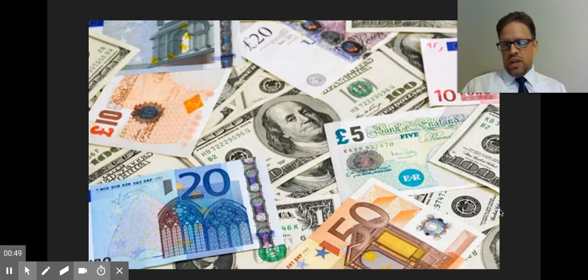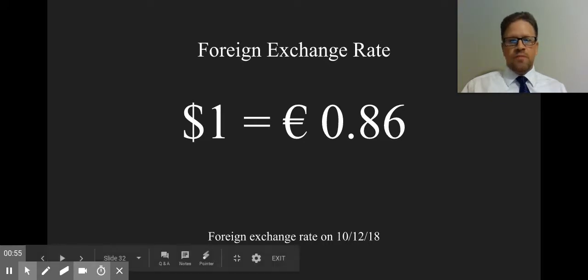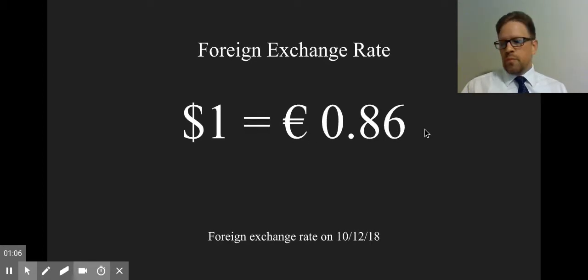Foreign exchange markets actually transfer one nation's currency into that of another nation's currency based on an exchange rate. An exchange rate is the price of one nation's currency in terms of another nation's currency. So, for instance, this represents the exchange rate for $1 if you wanted to translate that into a euro. So, for $1, you get 0.86 of a euro.